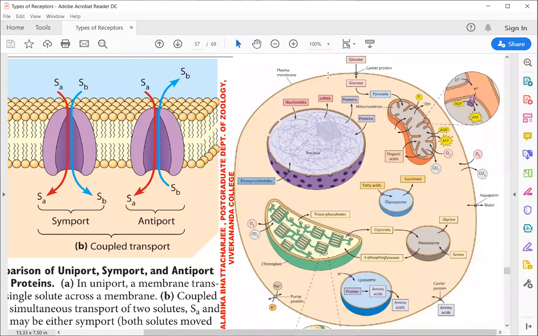Remember that the plasma membrane is nothing but a biological membrane. So a biological membrane always comprises a protein, lipid, bilayer, protein, with carbohydrate moieties attached either to the protein molecules in the form of glycoproteins or to the lipid molecules in the form of lipoproteins. So this is what we have studied.